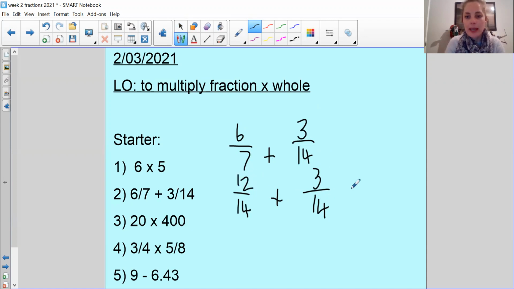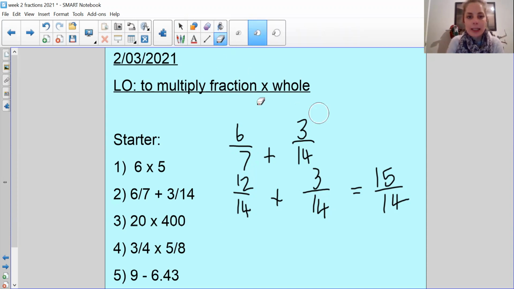Now that my bottom numbers are the same, I can simply add my top numbers, my numerators, which is going to be 15. And I leave the bottom number the same, and I do not convert it into a mixed number, and I do not simplify it. You can't actually simplify that one, but there you go. So hopefully you got that one correct.